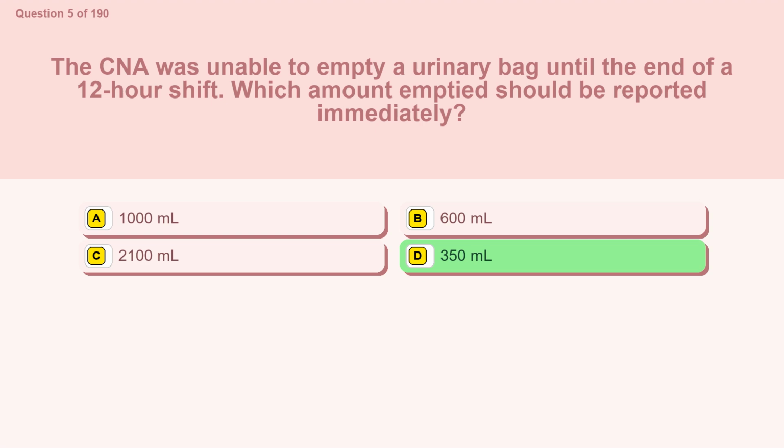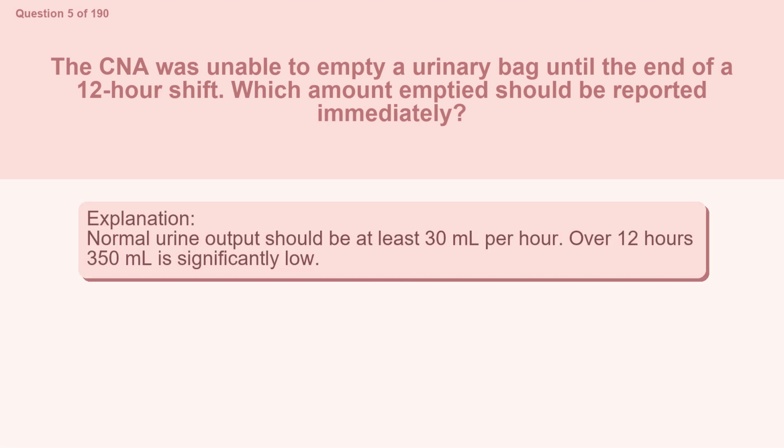The correct answer is option D. 350 ml. Normal urine output should be at least 30 ml per hour. Over 12 hours, 350 ml is significantly low.